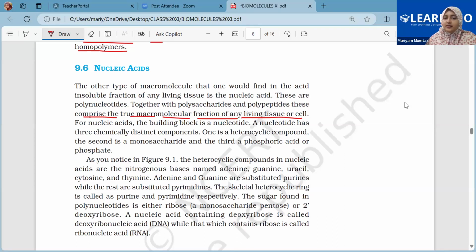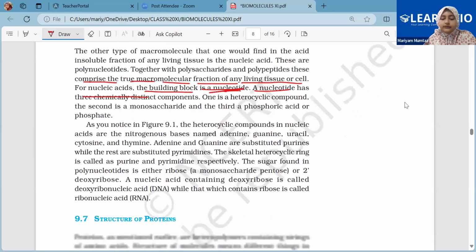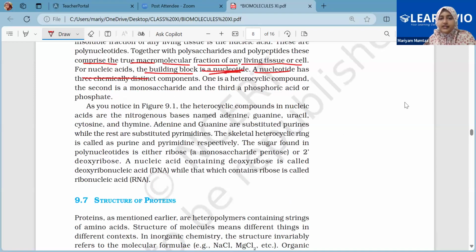For nucleic acid, the building block is a nucleotide. A nucleotide has three components. We have the heterocyclic group, that is either a purine or a nitrogenous base. Then a sugar is added and then a phosphoric acid or phosphate is added. The heterocyclic compounds in nucleic acid are the nitrogenous bases adenine, guanine, uracil, cytosine, and thymine.